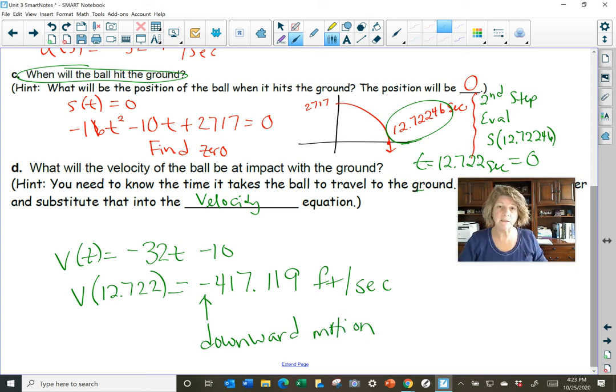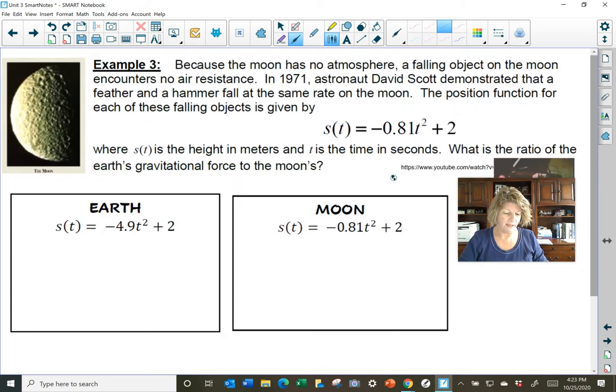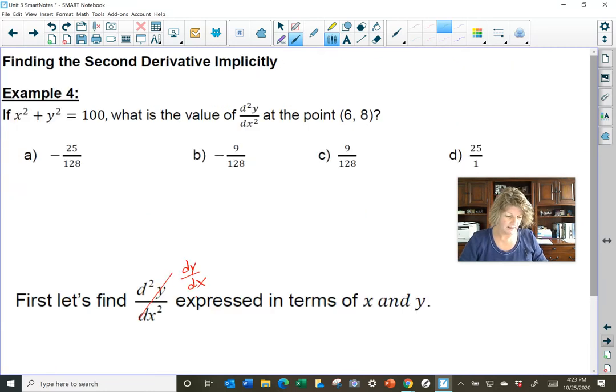Okay, so you have some particle motion questions in the worksheet. Follow that guideline. That should help you. I'm going to go ahead and pass on this. Second derivative implicit, we've done those before.